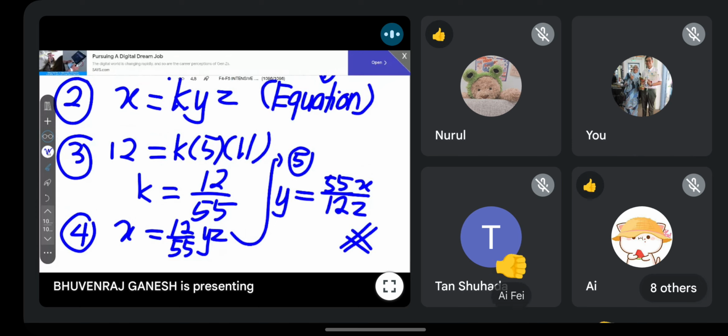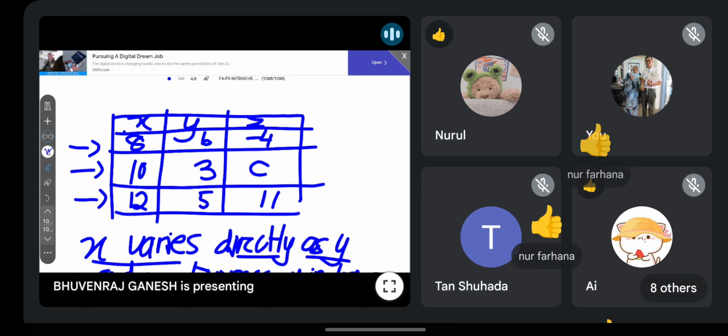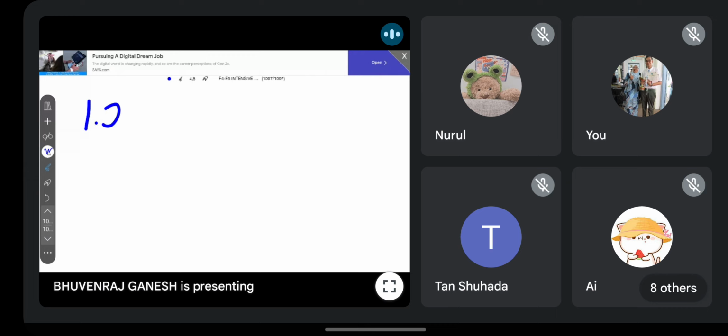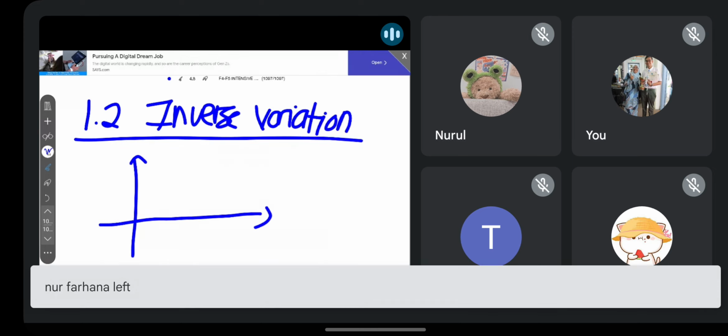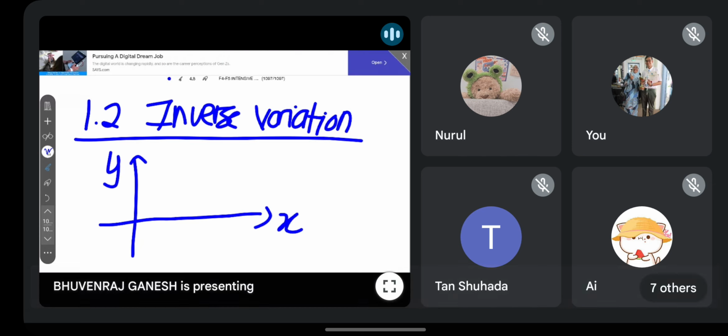Clear, huh? So now we will enter 1.2. Okay, inverse variation. Ubahan songsang. Okay, now we opposite the concept. Now it's 1.2. So let's say, okay, 1.2, inverse variation. Ubahan songsang. Okay, this one also very short. Tak panjang pun. First of all, I will make you understand the graph. Kalau kamu faham graph, kamu dah faham dah bab ni. I mean subtopic ni.